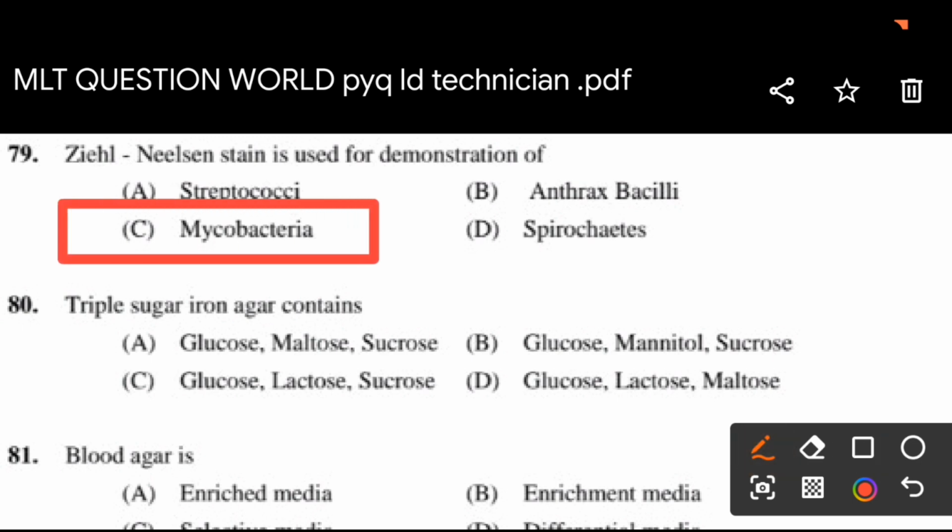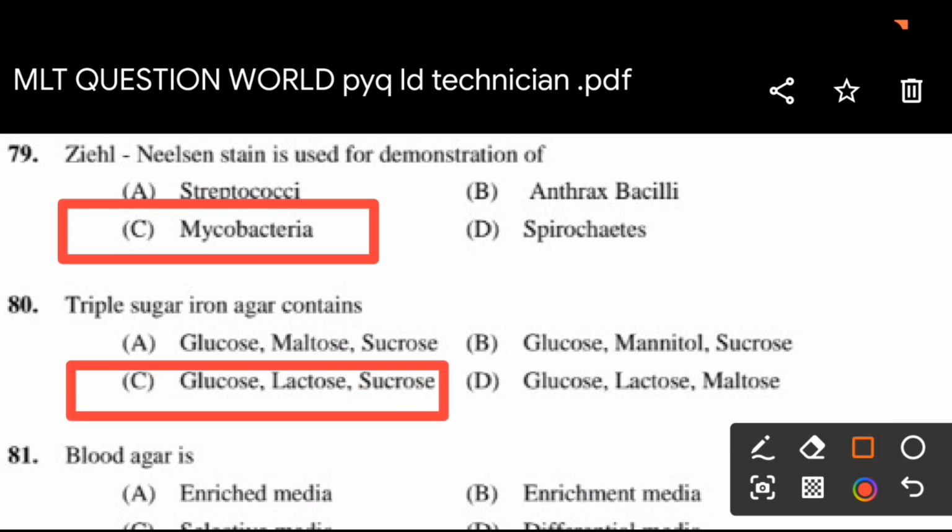Next one. Triple sugar iron agar contains glucose maltose sucrose, glucose mannitol sucrose, glucose lactose sucrose, glucose lactose maltose. Right answer is option C, glucose lactose sucrose.